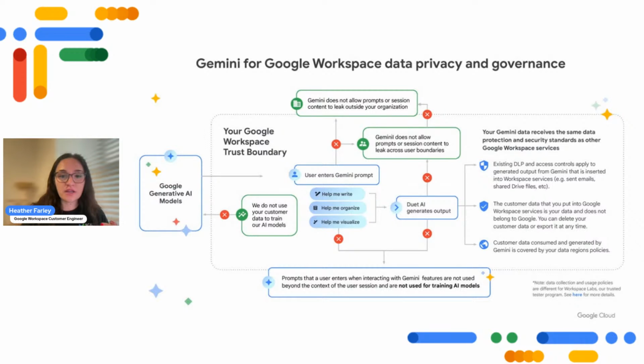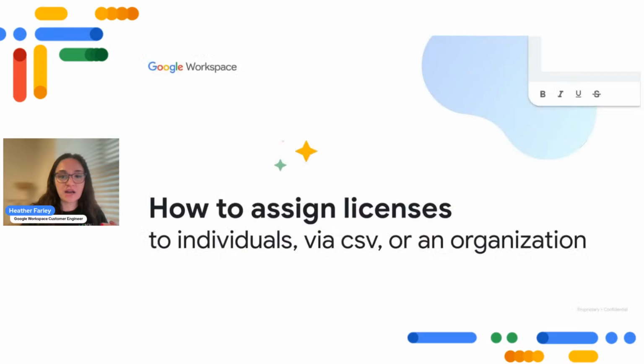Alrighty, let's go ahead. Now that we've addressed data privacy and governance within Gemini for Google Workspace, let's talk about how to assign licenses. We're going to accomplish a few goals here within the short time that we have together. The reason that we're talking about how to assign licenses is because this does require a hands-on lab element.